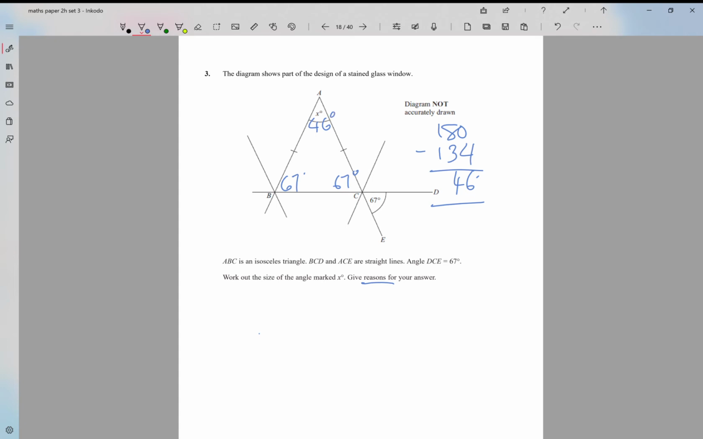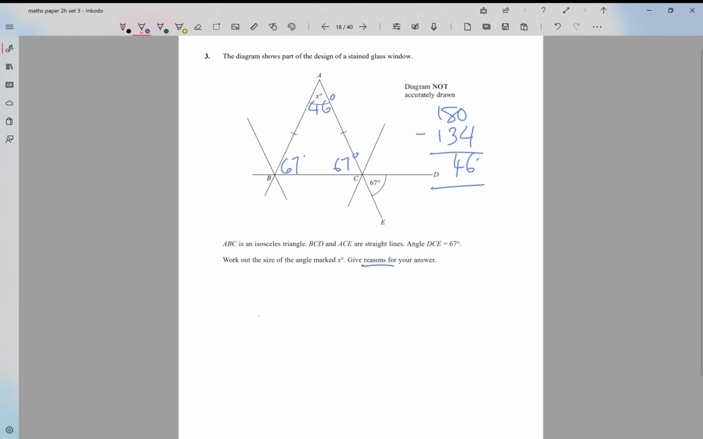Again, that'll only probably get you a couple of marks. You need to give reasons. So we're going to now structure our reasons. So angle BCA equals angle DCE, and that is because opposite angles are equal. Okay, so that's that one. That's saying what that is and why.